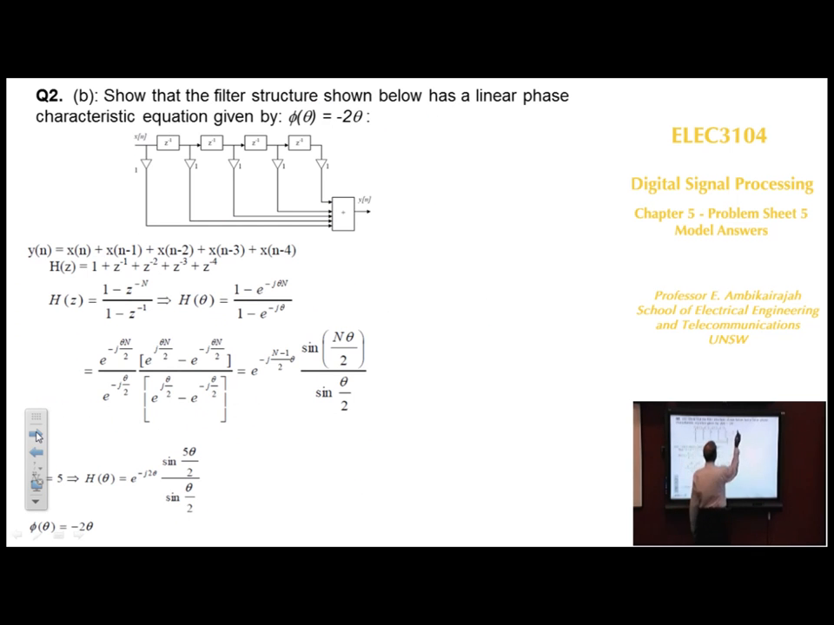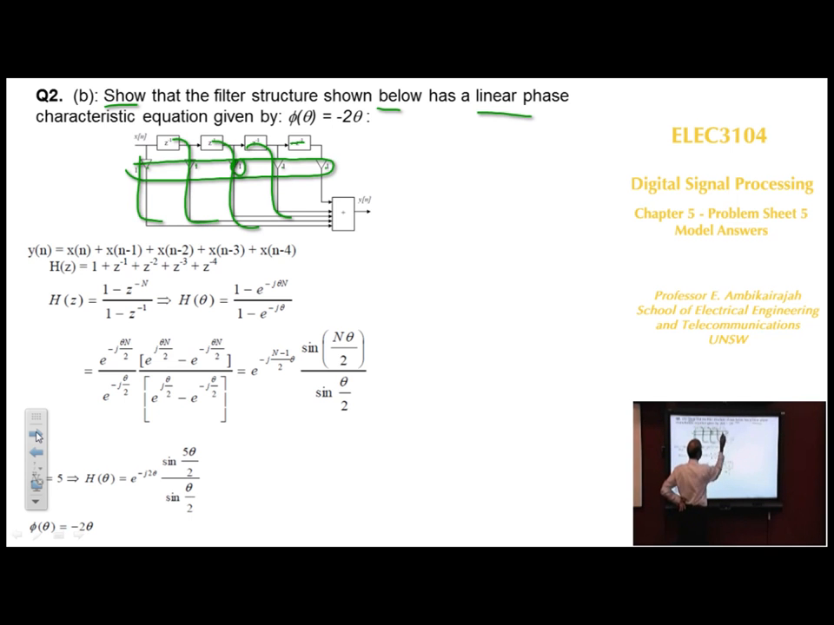Now here's the structure given, and you're asked to show that it has linear phase characteristics. You can see simply from the structure, but you can always do it many ways. You should know this is linear phase because it has coefficients that are symmetric around the centre. These two are equal, so it's a linear phase filter, but we must show this. You've been asked to show that it's a linear phase filter. So you write the difference equation, xn plus xn minus 1, xn minus 2, xn minus 3, xn minus 4, all added up, get yn. That's the one.